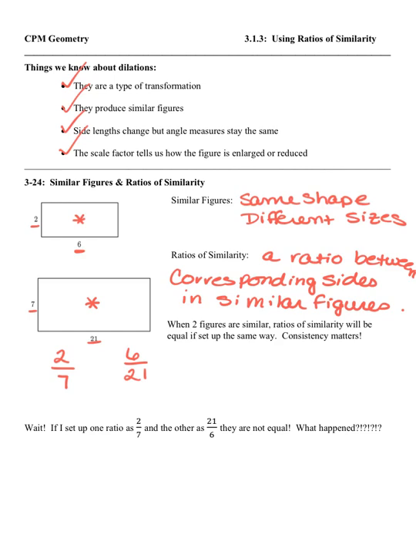Now remember what I said before. If we have similar figures, those ratios of similarity should be equal to each other no matter what pair of corresponding sides I chose to compare. In other words, if these figures are truly similar, then 2/7 should be equivalent to 6/21.